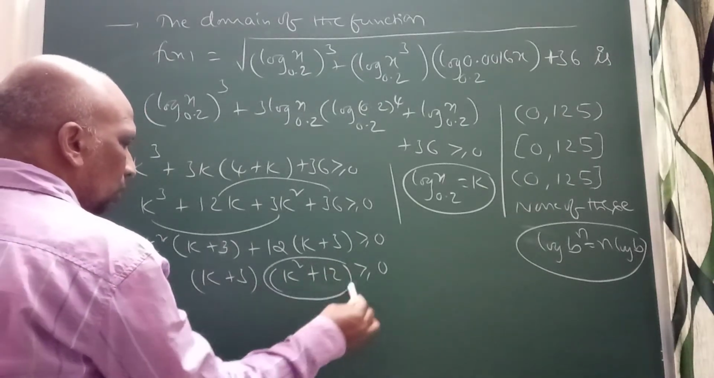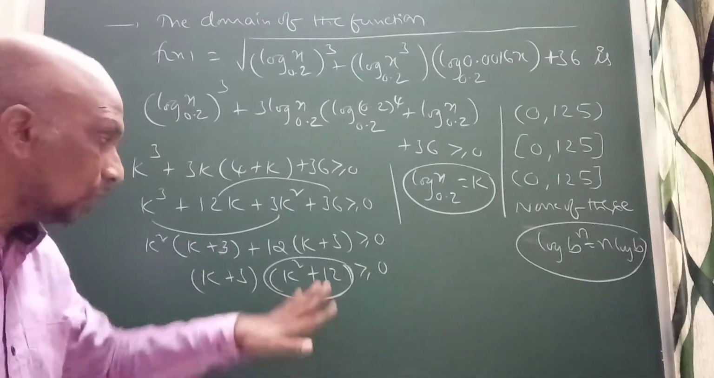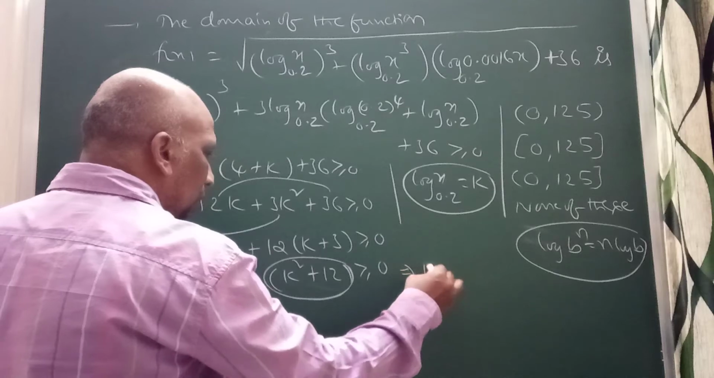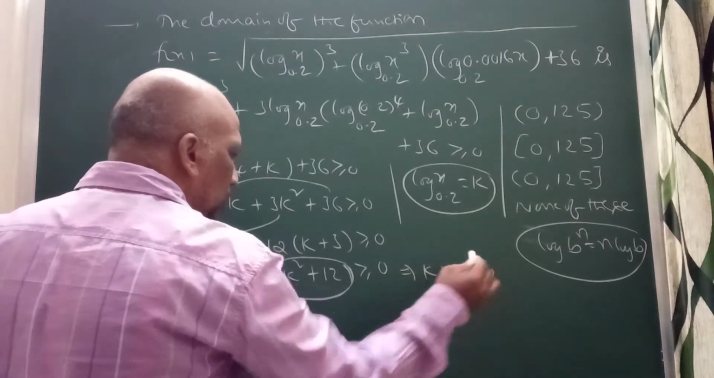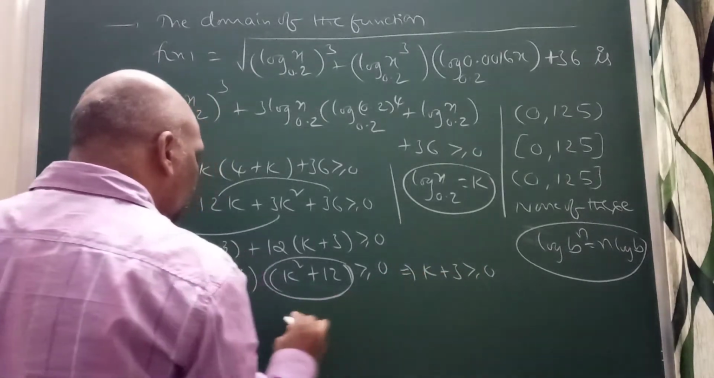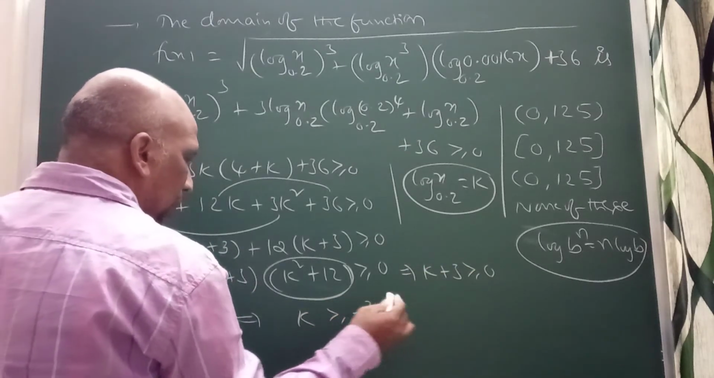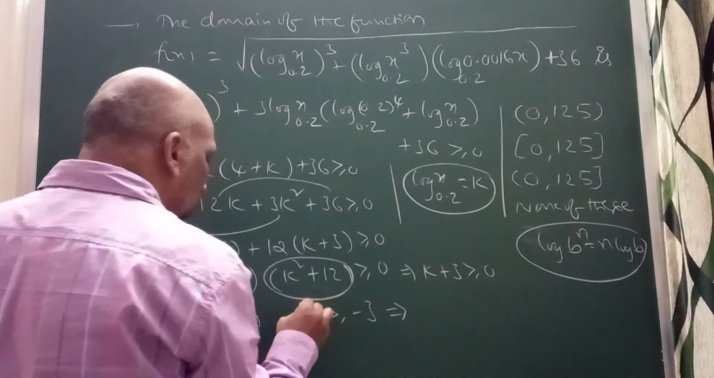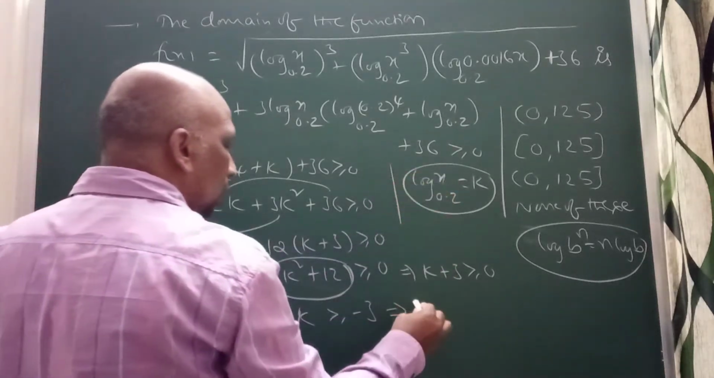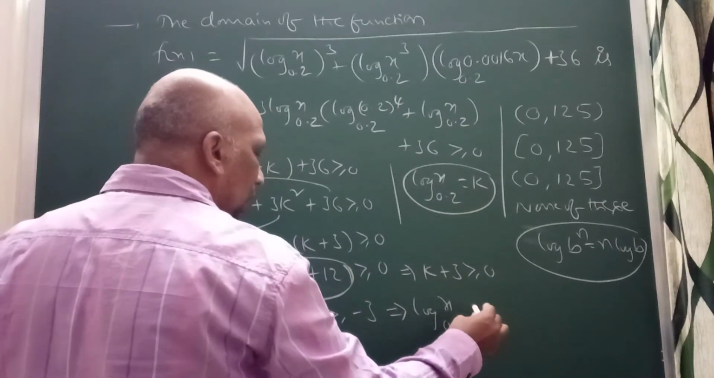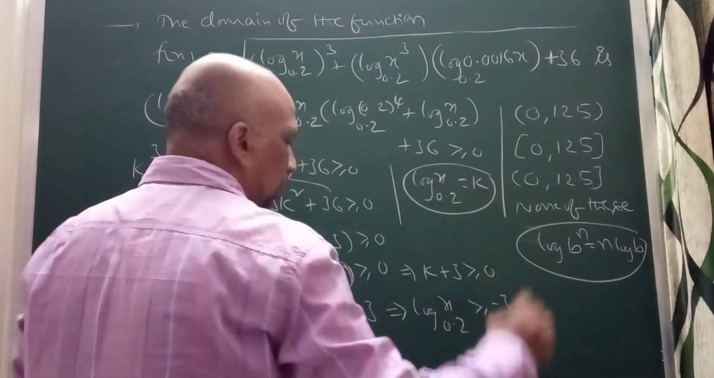This is positive, so that is always positive. From this I can conclude that k plus 3 should be greater than 0. That means k is greater than or equal to minus 3. So what is the k value? K is log x base 0.2, so log x base 0.2 is greater than or equal to minus 3.